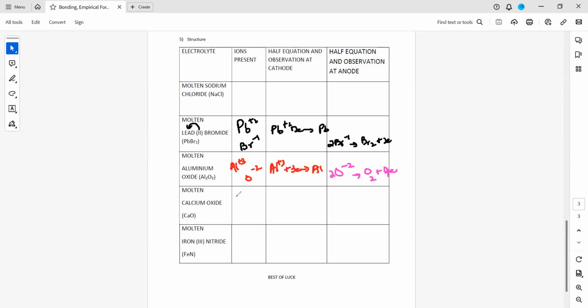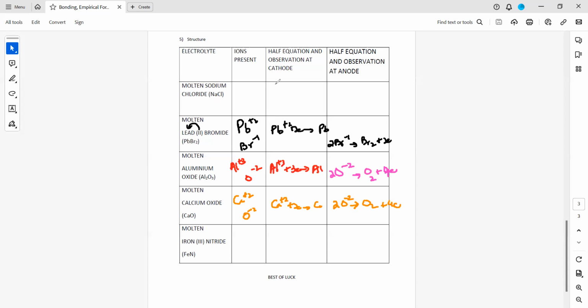For calcium oxide, it contains calcium ions and oxide ions. Calcium is plus 2. It will take 2 electrons and form a calcium atom. And for oxygen, when two oxide ions are there, they will form oxygen gas and lose 4 electrons as well.